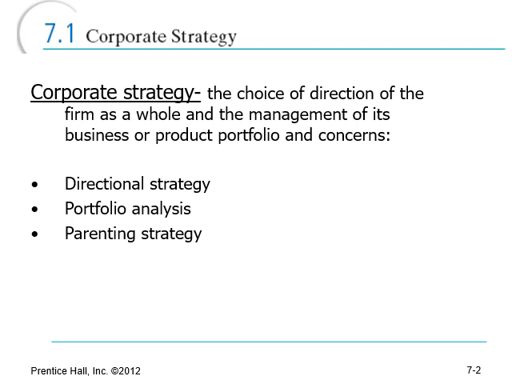It concerns three things: directional strategy for the whole organization, portfolio analysis for a business unit or for a product, and parenting strategy. We will go a little bit into detail for each. Again, corporate strategy is related to three key issues facing the company as a whole, which are directional, portfolio, and parenting strategy. These are the three key issues facing any management in any organization, and the keyword here is a whole.